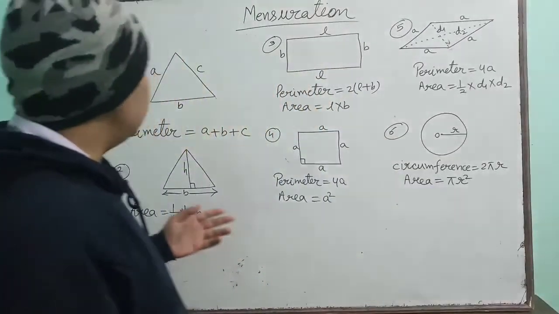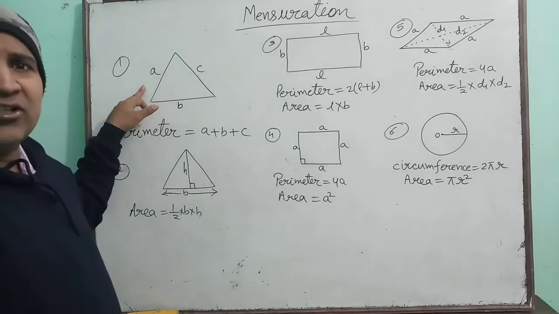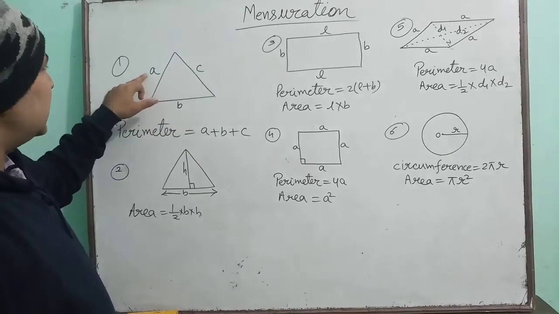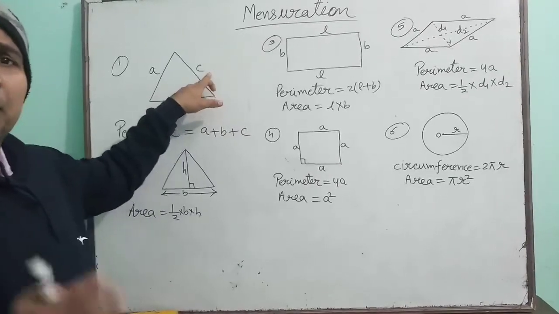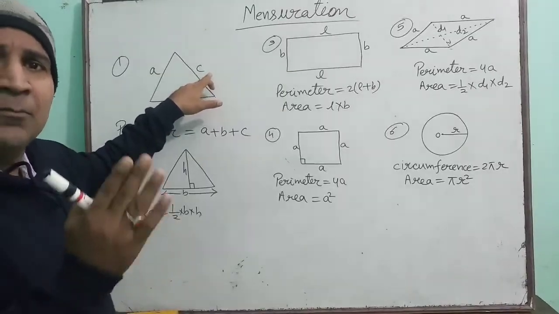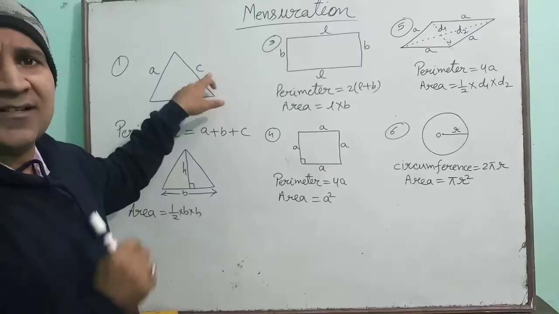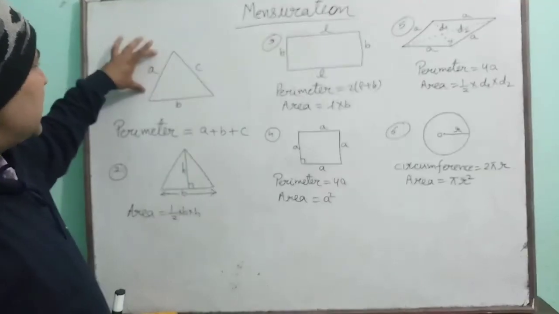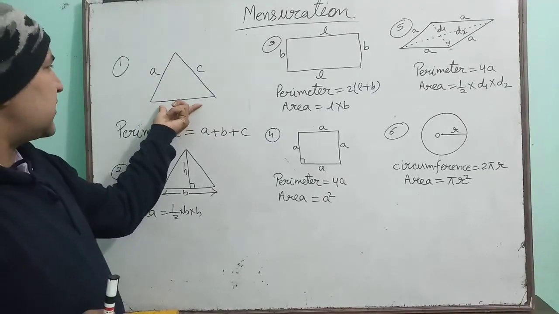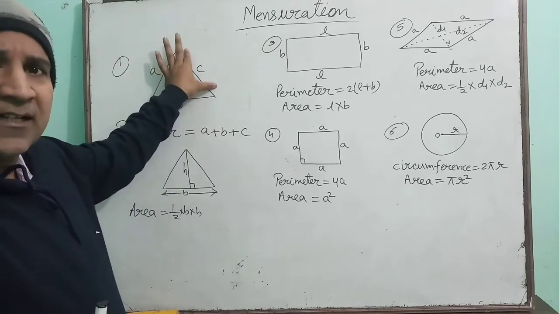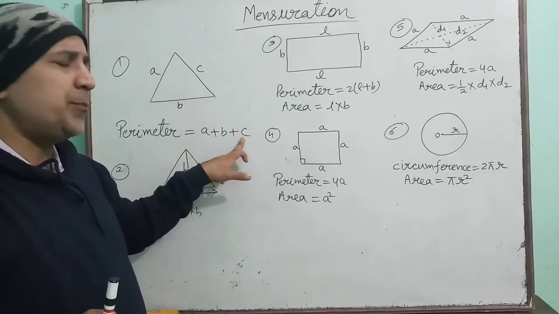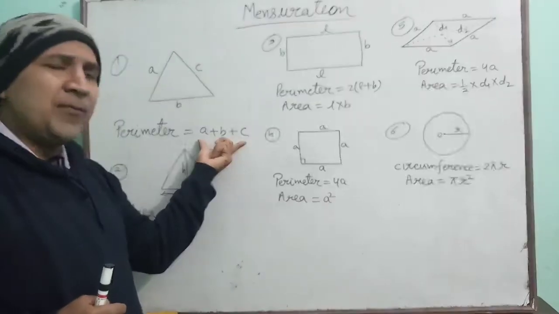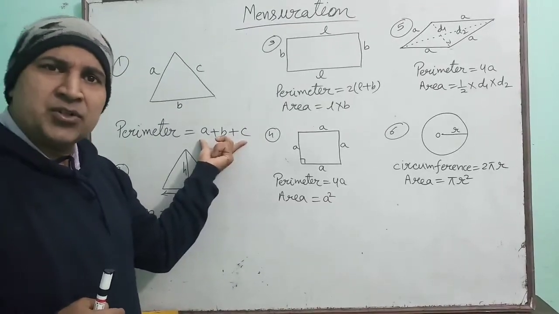See some examples. This is a triangle, children. Triangle having the sides A, B and C. So children, perimeter means sum of the length of its sides. Here one side is A, another side is B and third side is C. So its perimeter will be A plus B plus C. Sum of the sides. Understood?